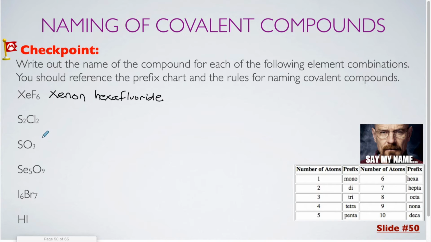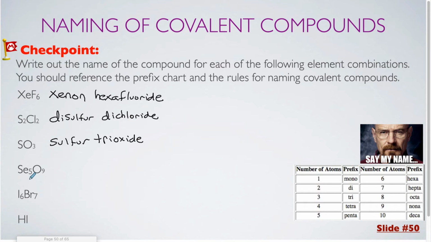In our next example, we have 2 sulfur and 2 chlorine. The prefix for 2 is di. So I have disulfur, di, and then chlorine goes to chloride. Next, we have a single sulfur, and then 3 oxygens. The prefix for 3 is tri, and then oxygen goes to oxide.